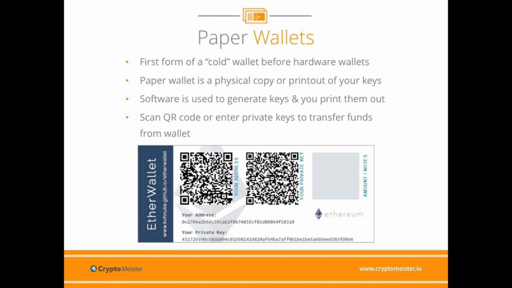The document that you print usually has a QR code on it so that it can be easily scanned to complete a transaction. To transfer coins to your paper wallet, you transfer the funds from your software wallet to the public key in your paper wallet, either by scanning the QR code or manually entering the keys. To transfer coins from your paper wallet, you do this in reverse, and this process is called sweeping.